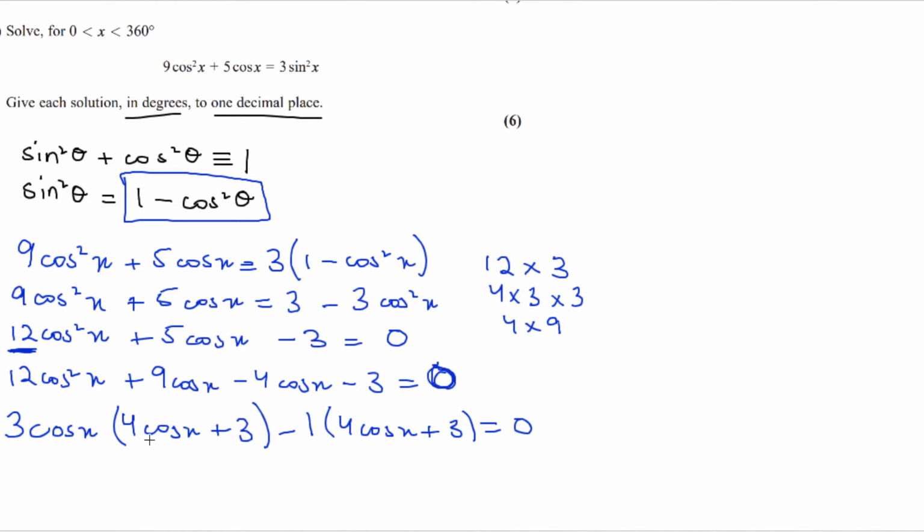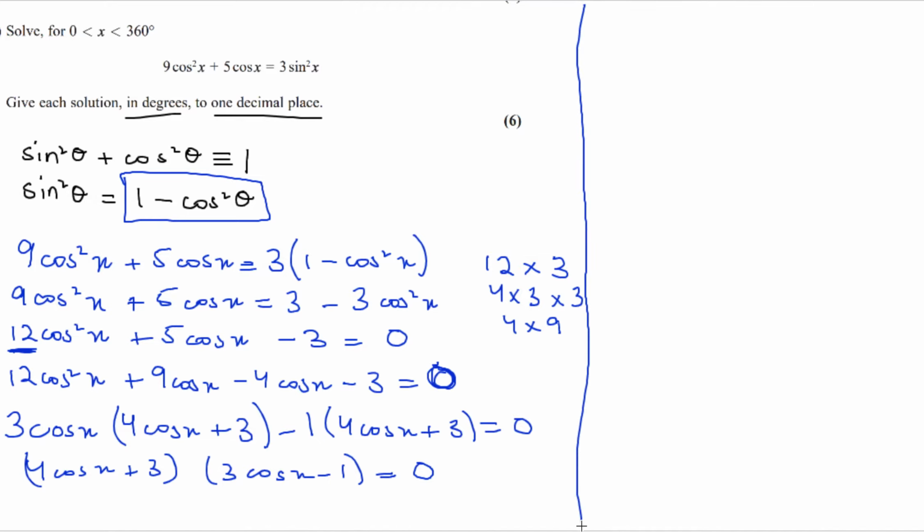Now, if I take these as a common factor, I could write them as 4 cos x plus 3, and then 3 cos x minus 1 equals 0. To solve this, we're going to use the same method that we used for the first part. I don't think we have enough space for this.